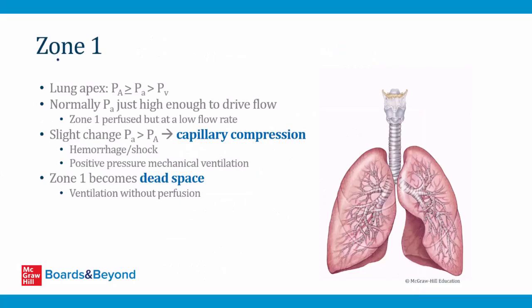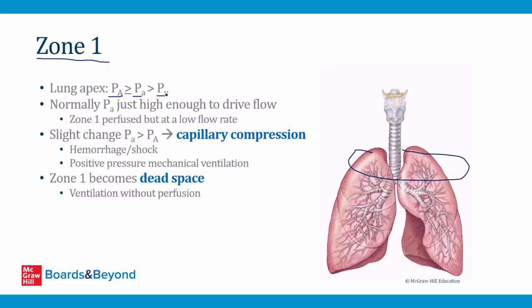So just to make this very clear, let's go through the lung zones one at a time. So zone 1 is the lung apex, and this is the area of the lung where pressure in the alveoli can become higher than the pressure in the arterioles feeding the pulmonary capillaries, and therefore also higher than the pressure in the veins draining the pulmonary capillaries. And this could compress the capillaries and cut off blood flow.